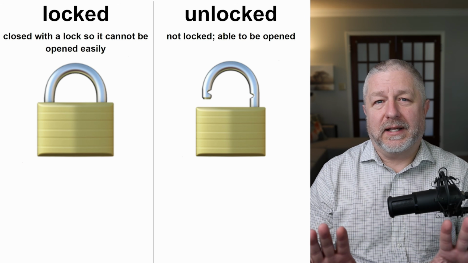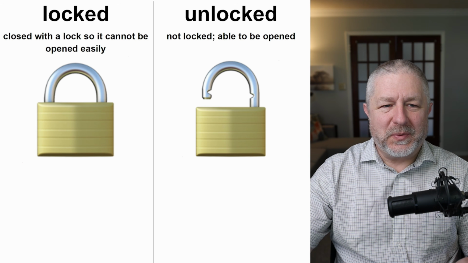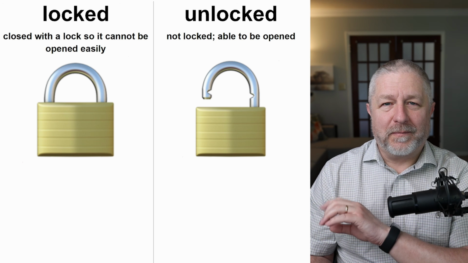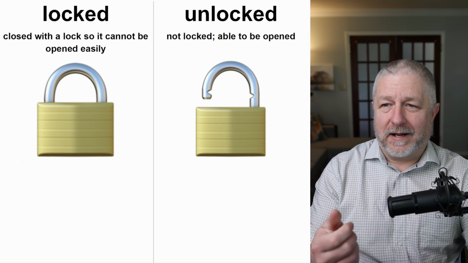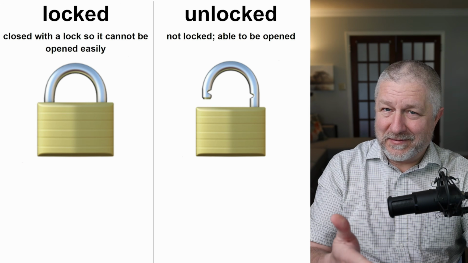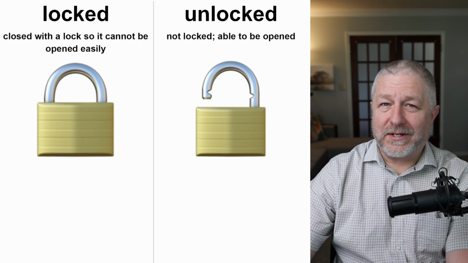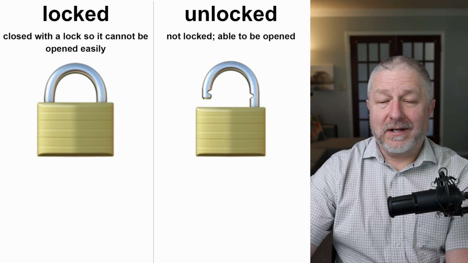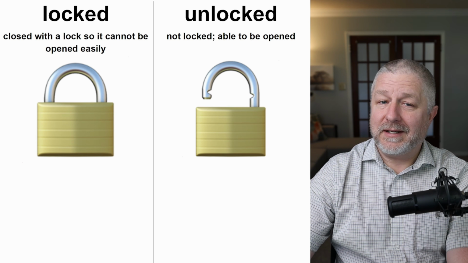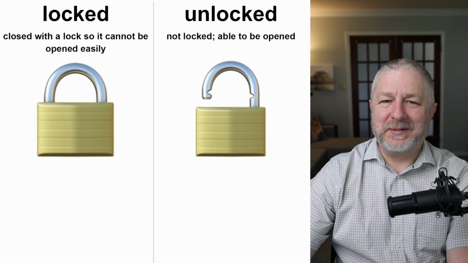Notice as I do this lesson, I will inadvertently switch between using the descriptive adjective form and the verb form. So you can lock your car and then the car is locked. It's a locked car. And then you can unlock your car, the verb, and then it is an unlocked car. So locked, you can lock your front door and then it is locked. You can unlock your front door and then it is unlocked. Locked, closed with a lock, so it cannot be opened easily. Unlocked, not locked, able to be opened.